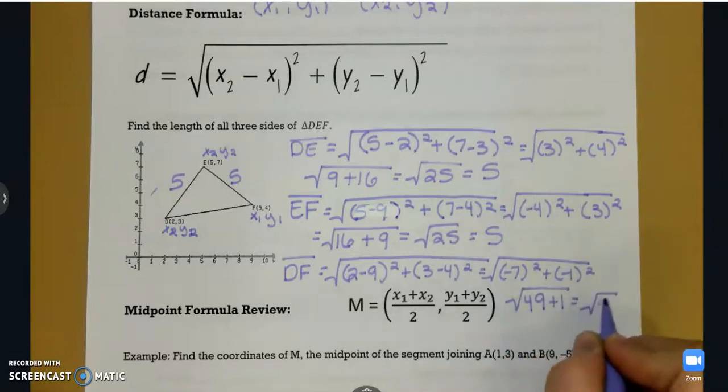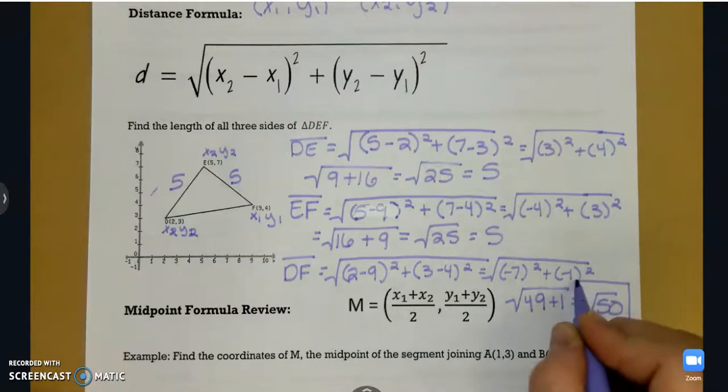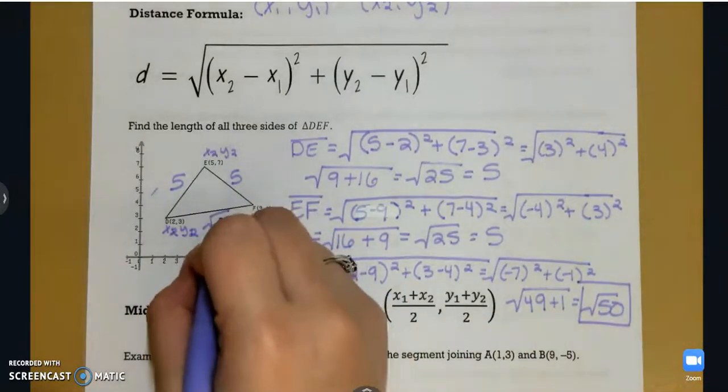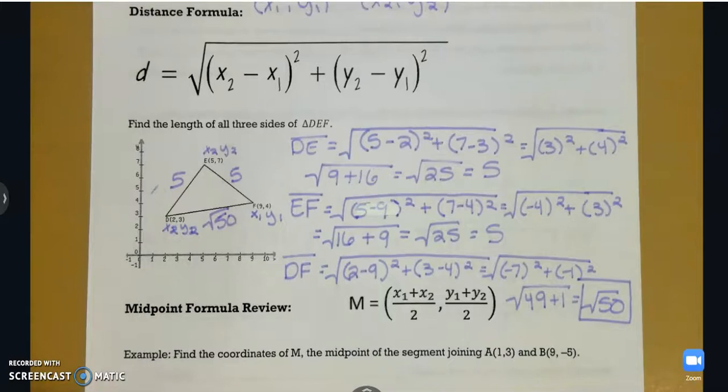So this gives us the square root of 50. Now 50 is not a perfect square, and we don't want our answers in decimals. So we are going to leave this as the square root of 50. So if it's not a perfect square, leave it alone and leave it under the radical. All right, so that's our good practice with the distance formula.